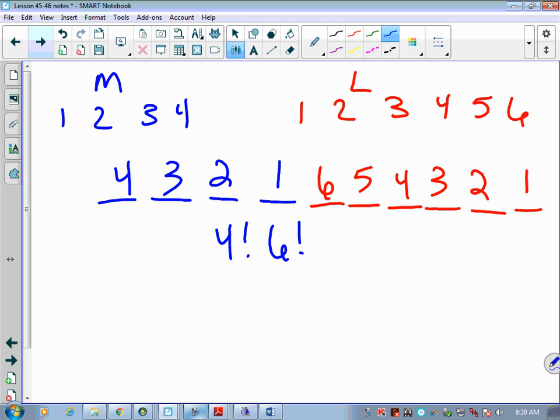What do I get? 17,280. Now, there's only one problem with this, is that we are missing one condition. And that condition was that the math and the lit books had to be kept together, but it didn't say which order, right? So what could I do with this?